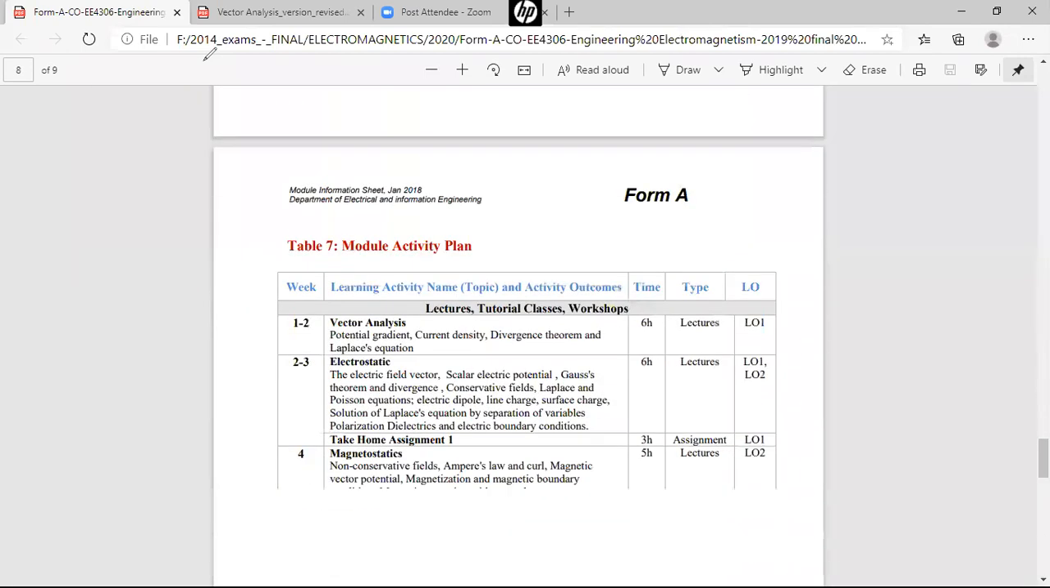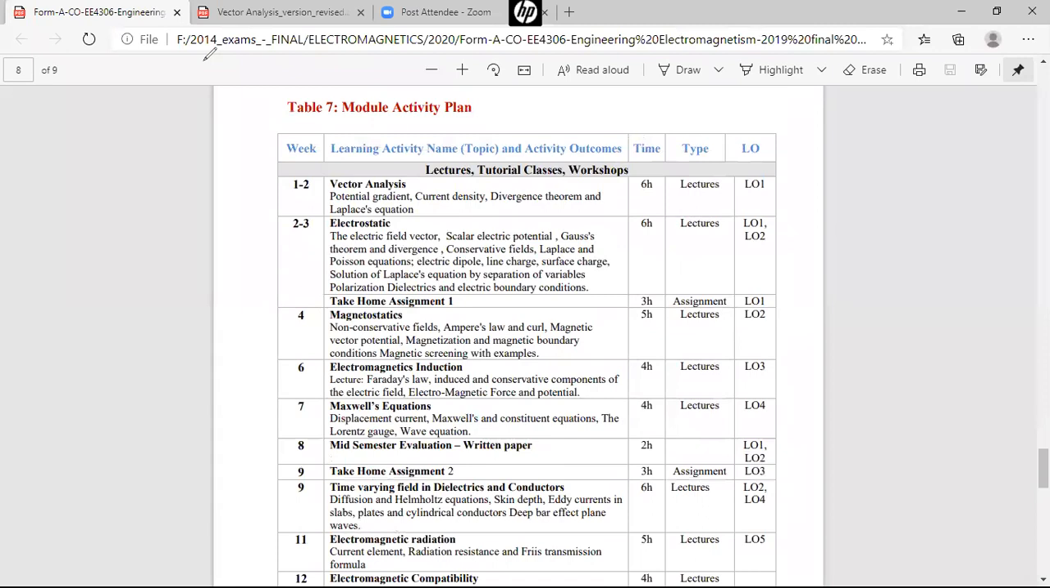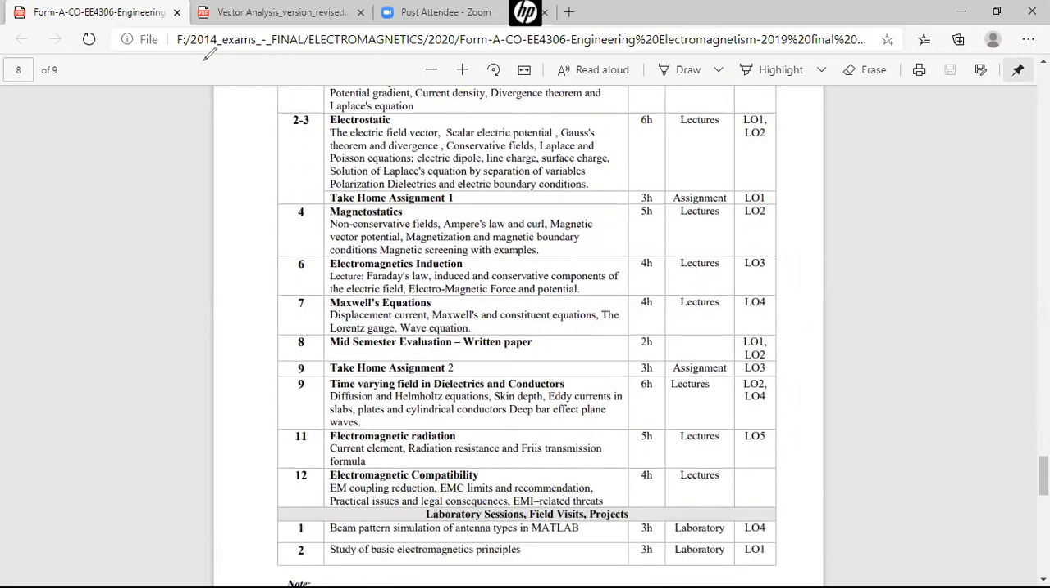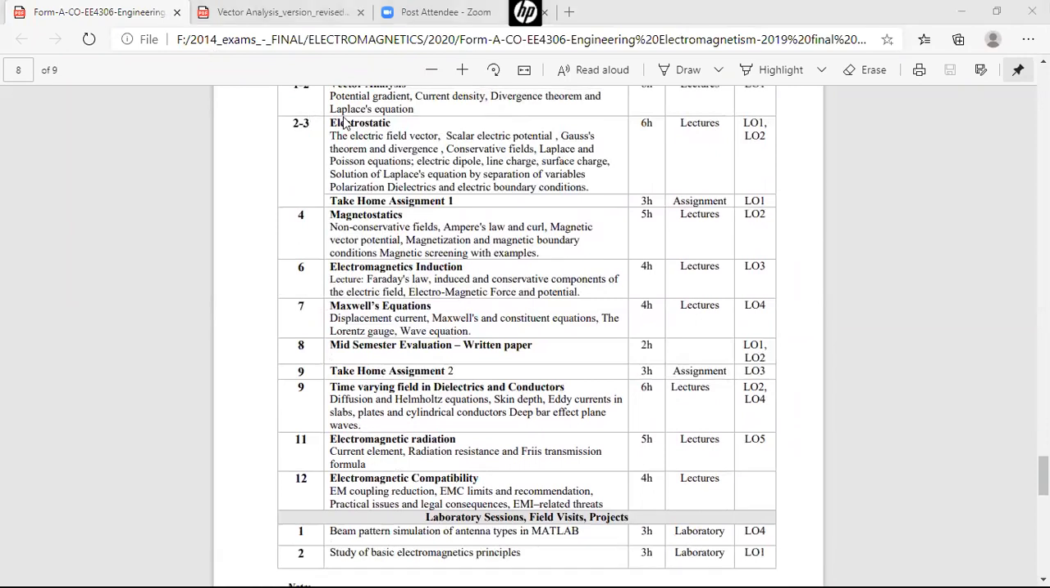Just read this one. So this is the lecture outline, or module activity plan. Firstly, I will do this vector analysis part, then I will conduct the electrostatic and macroscopic part. This part I will do. This one I will do. And this part also I will do.